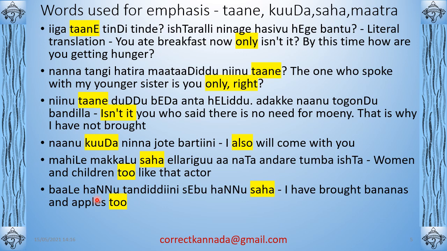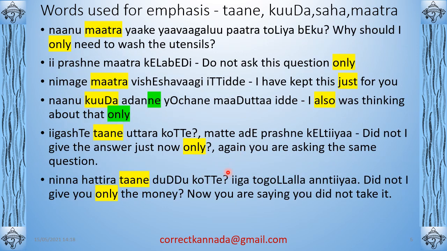ಬಾಳೆಹಣ್ಣು is banana fruit, then ತಂದಿದ್ದೀನಿ, I have brought. ಸೇಬು ಹಣ್ಣು ಸಹ. ಸೇಬು is basically apples. ಸೇಬು ಹಣ್ಣು ಸಹ, and apples too. So the TOO is this saha. Let's move on.